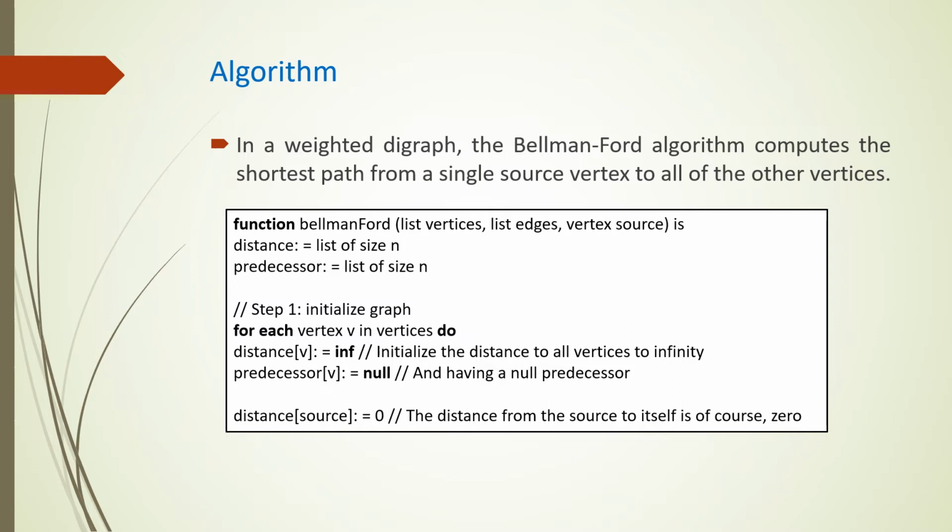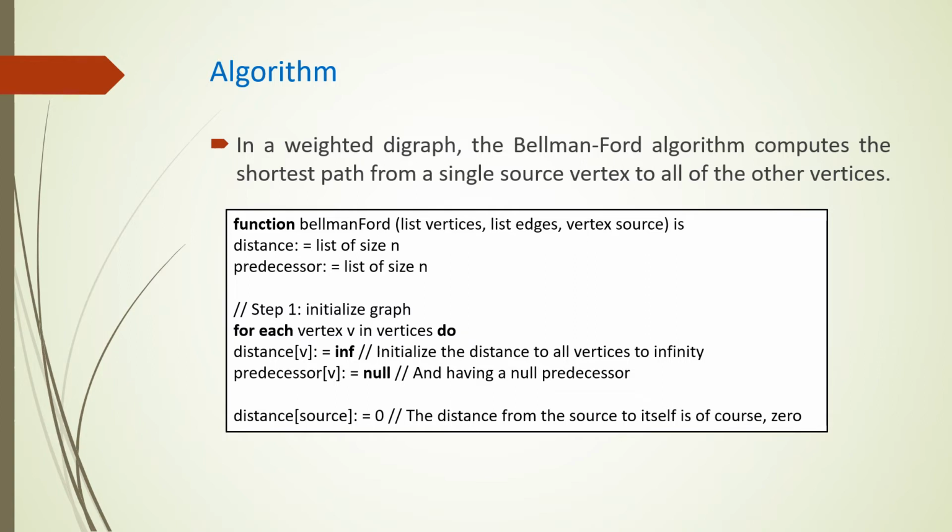The Bellman-Ford algorithm takes a list of vertices, edges and a source vertex. The first step is to initialize the distance from the source to all other vertices as infinite, and the source vertex itself will have the weight of 0, and there will be an array that will contain the values of the vertices.